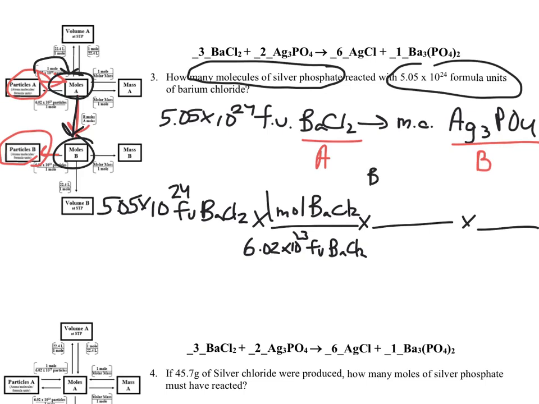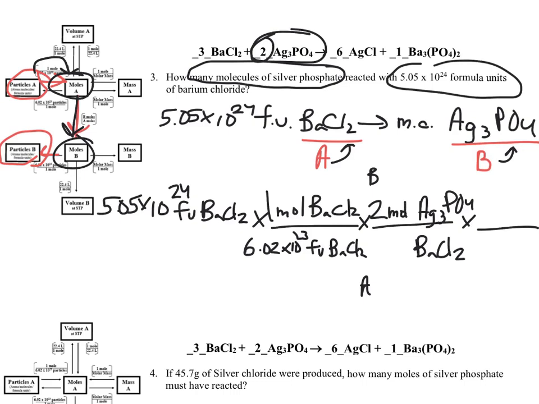To do that, I'm going to do my B moles over A moles. My B object is Ag3PO4, or silver phosphate, and my A compound is barium chloride, BaCl2. Now, up at the balanced equation, there are 2 moles of Ag3PO4, or silver phosphate, for every 3 moles of barium chloride. Perfect. Now that I'm in moles of B, I'm going to go to particles of B.